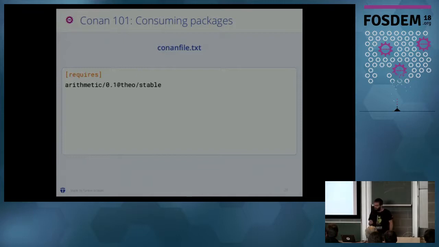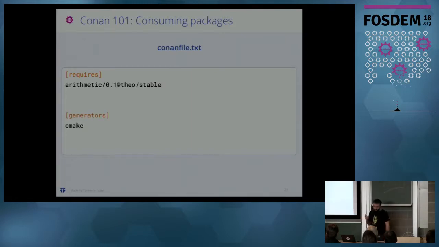So in our conanfile.txt, we have simply this requires section, and we have to put references to our packages. In Conan, references are composed of the name of the package, its version, and then a username and a channel. The username is usually the author of the recipe, in this case, me, and the channel can be compared to a Git branch. So in Conan, by default, the stable channel is the master branch.